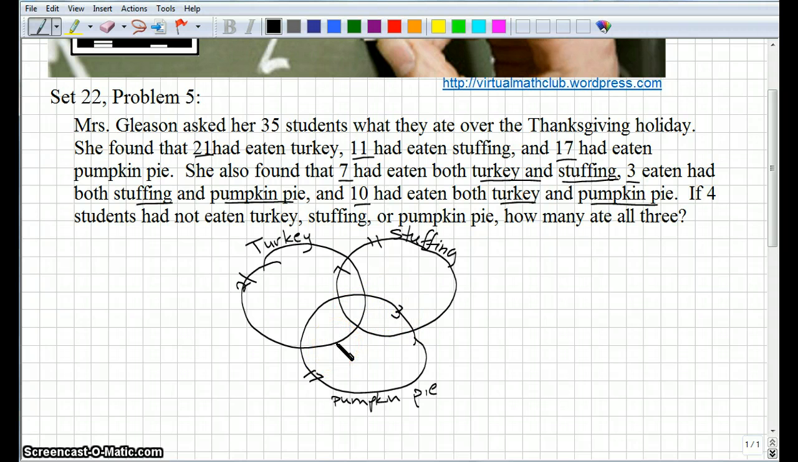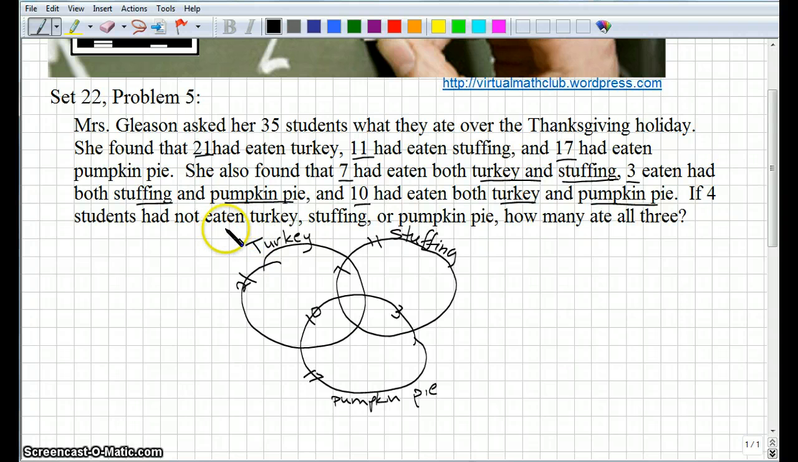And then finally, what else do we have? We had 7, 3, and then we have 10 that ate both turkey and pumpkin pie. So I'll put that on the line here. So turkey and pumpkin pie is this whole set, including this intersection here. And then, what else do we know? We know that she has 35 students, and we know that some kids didn't have any of these things.